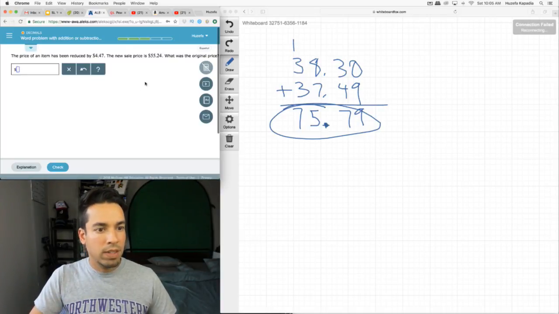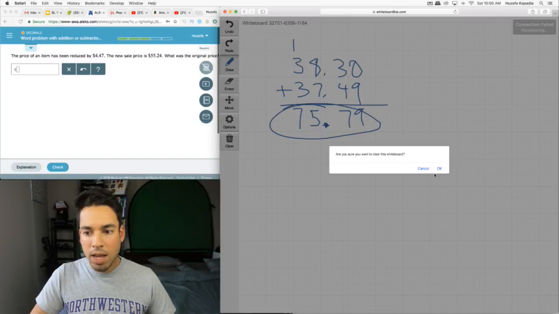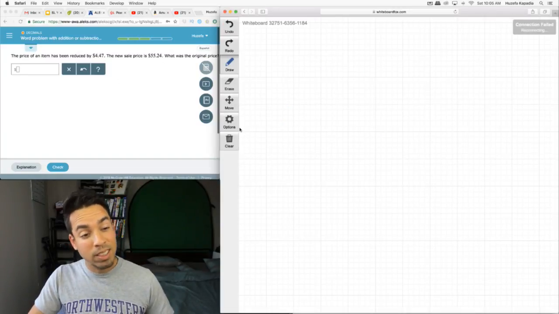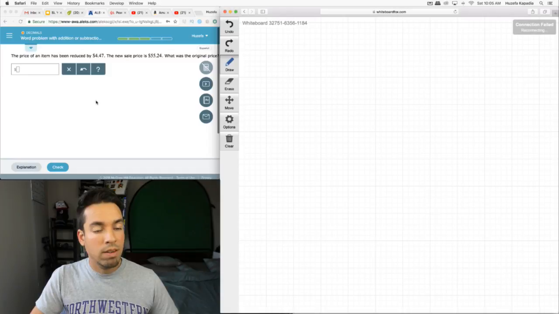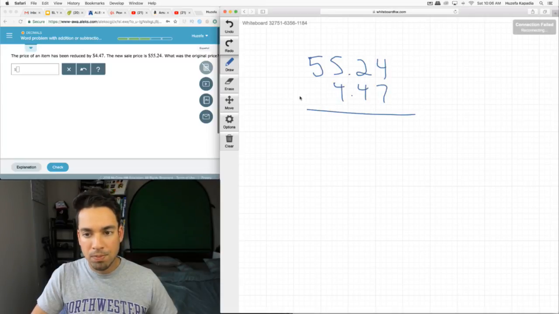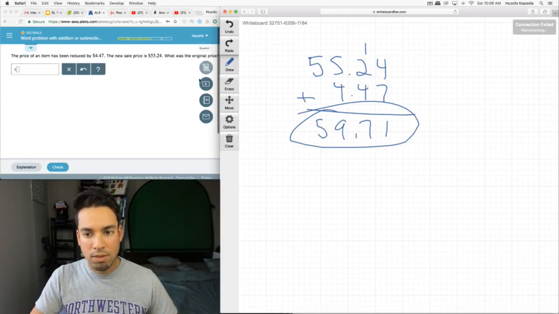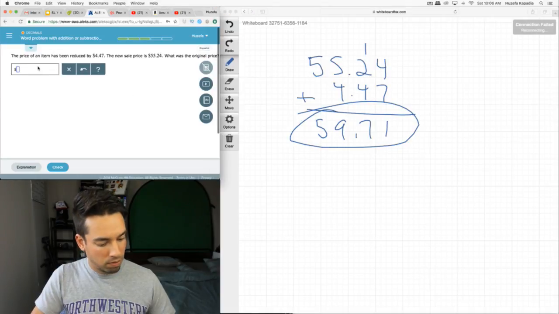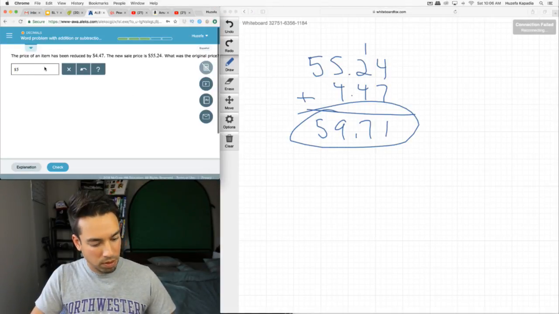All right, cool. The price of an item has been reduced. Reduced tells me right off the bat this is going to, oh, actually, no, I was about to speak too soon. It has been reduced by 4.47, and the new price is 55.24. To get back to the original price, since we had to subtract this, we need to add this back on. So 55.24 plus 4.47. Just double checking my numbers. 1, 7, 9, and 5. So 59.71, and that looks good. 59.71. All right.